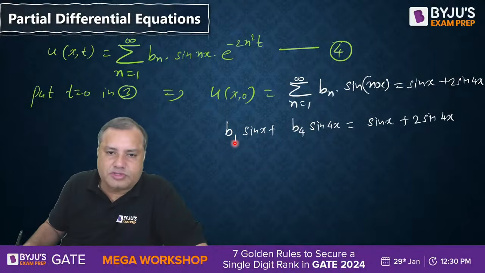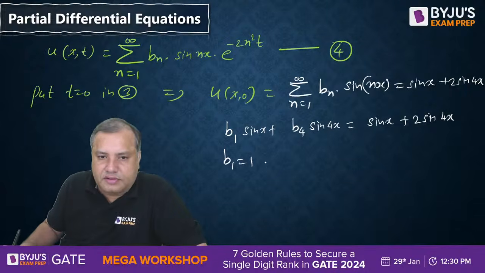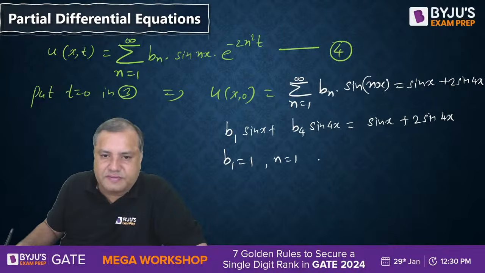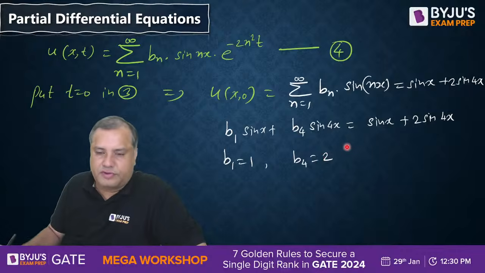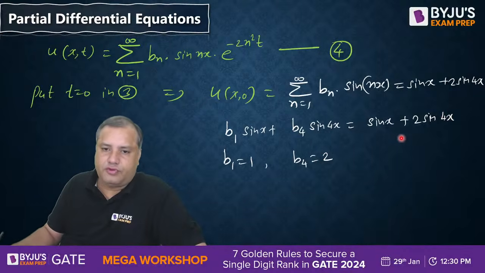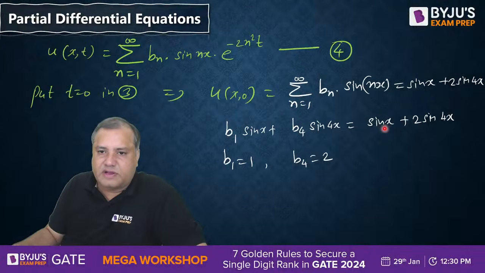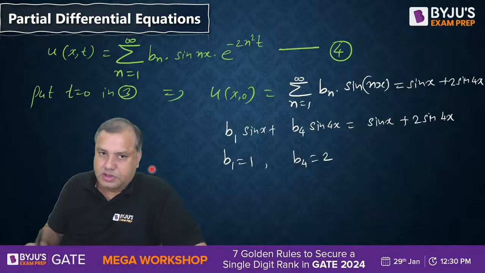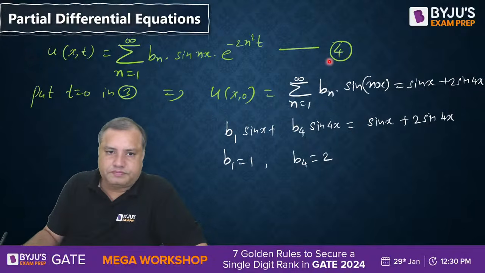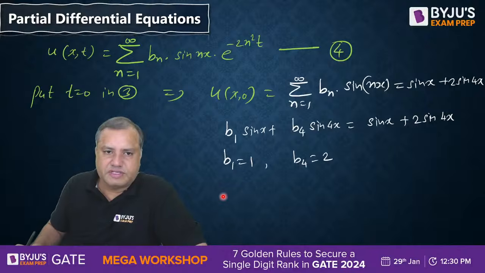Now comparing both sides, b1 is equal to 1, n is equal to 1, and then b4 is equal to 2. For the second part n is 4. So there are two values of n, 1 and 4. b1 is 1 and b4 is 2. Now equation 4 is giving me the final answer.